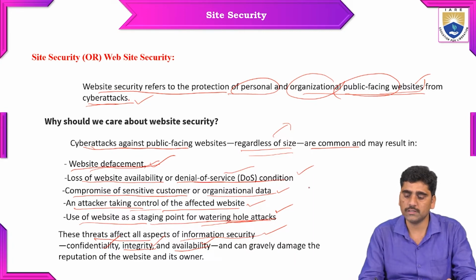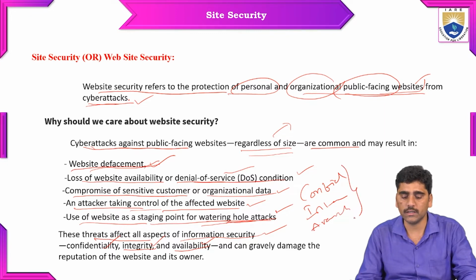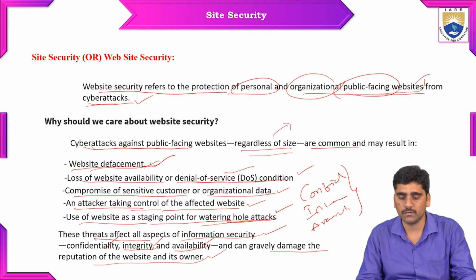So based on these three aspects, confidentiality, integrity and availability, the website is going to be secure. And if these three are not satisfied, it gravely damages the reputation of the website and its owner. The owner's reputation and the website's information also go to the attacker's point of view.